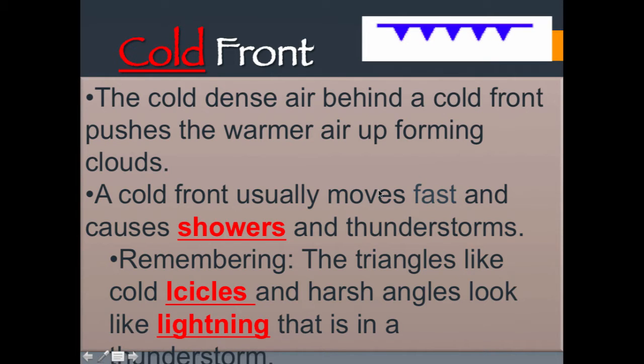So a cold front usually moves very fast, and it causes a lot of showers and actually severe thunderstorms. So the way that you can remember it is the triangles are like cold icicles, and the harsh angles look like lightning that is from the thunderstorm. So that's one of the ways I can remember it. However, done silly way it helps you, that's fine. I'd love to hear them. If it's a good one, I'll steal it. But you just need to remember that a cold front is when cold, dense air is moving in, and it is always associated with showers and thunderstorms.